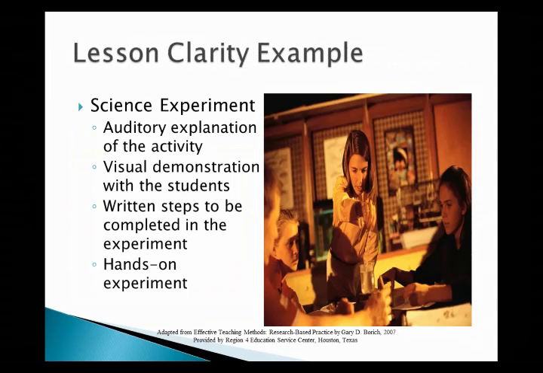All right, lesson clarity example, science experiment. You need to have an auditory explanation of the activity, a visual demonstration with students, written steps to be completed in the experiment. So you've got to have that step 1, step 2, step 3, step 4, and then a hands-on experiment for the students to actually complete themselves.